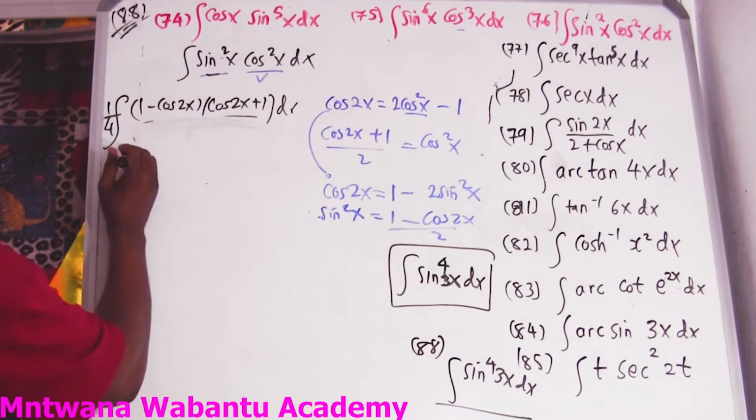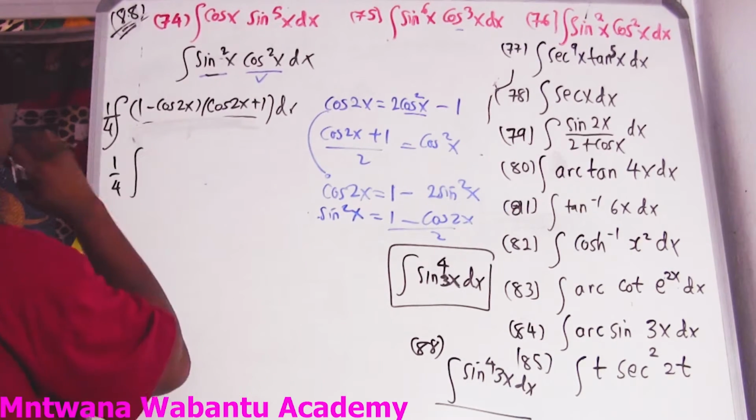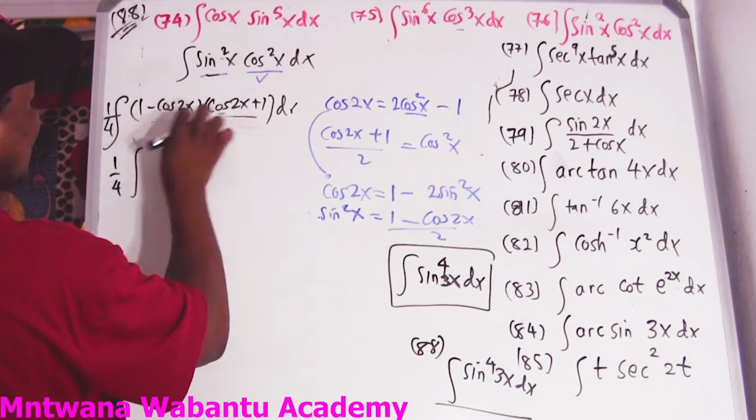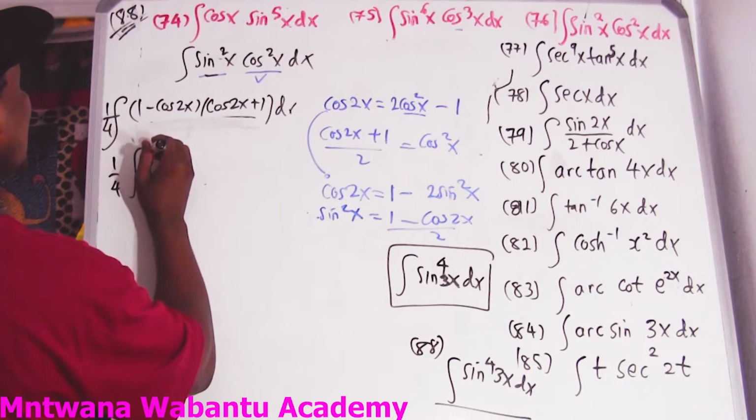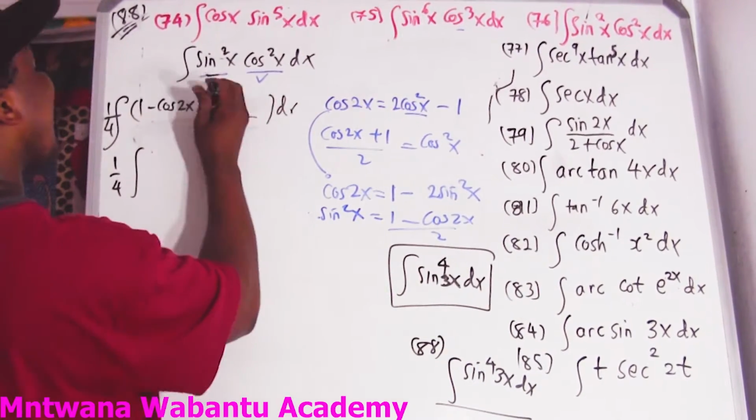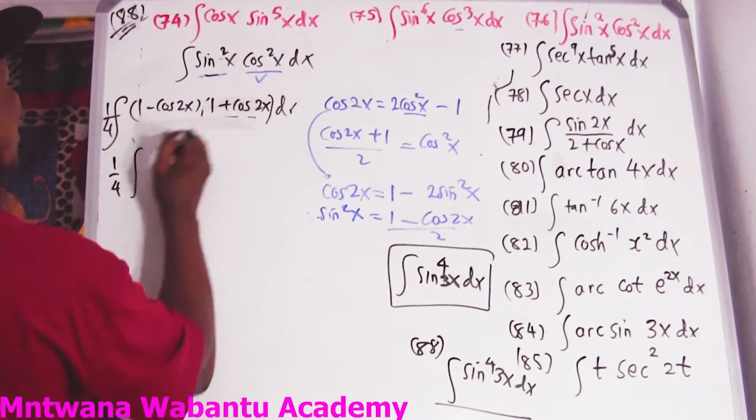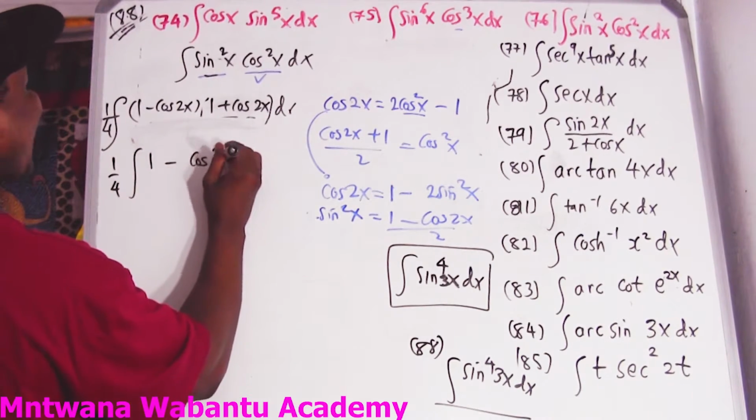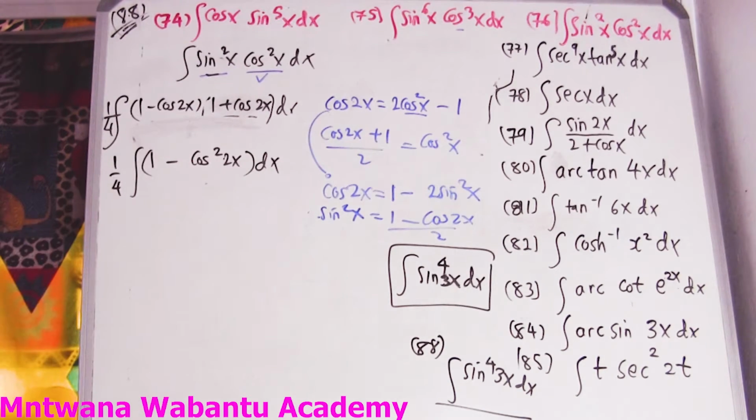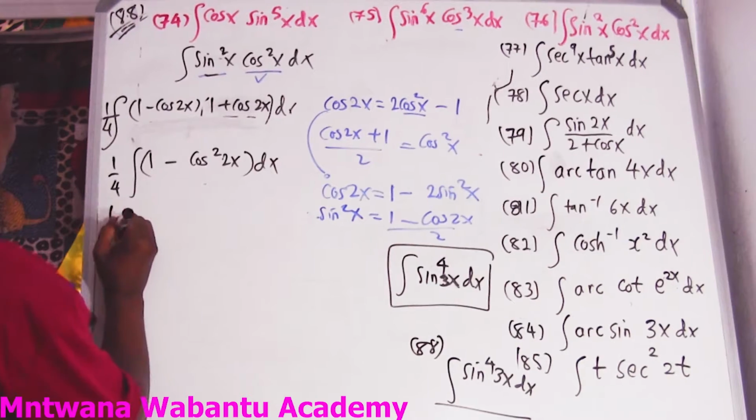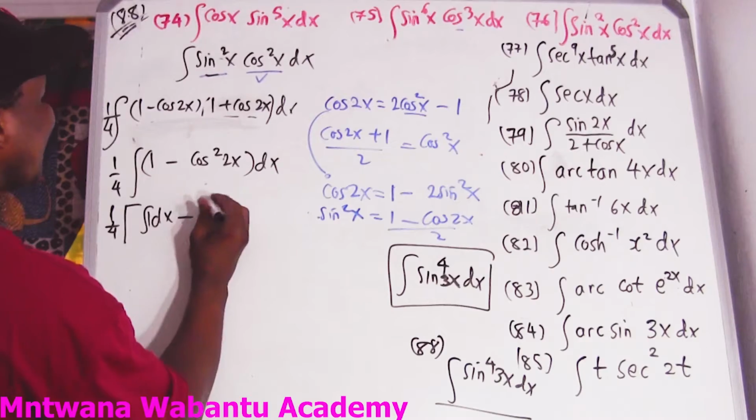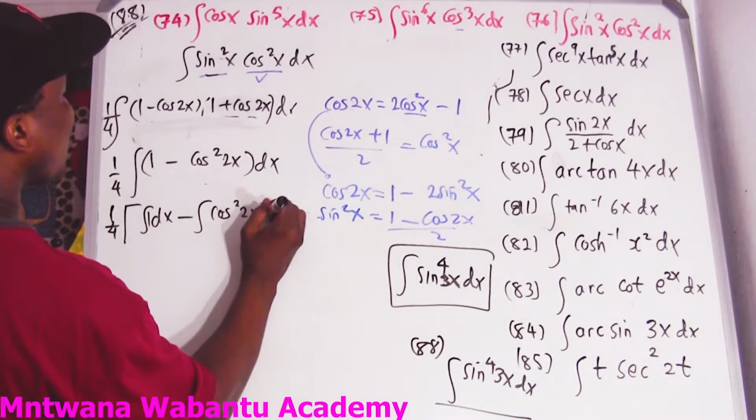Let's multiply that out. It's 1 over 4 integral of, this is a difference of two squares, so 1 minus cos square of my double angle, dx. Then I can separate: 1 over 4 times integral of dx, because the 1 is like 1 dx, minus integral of cos square of double angle dx.